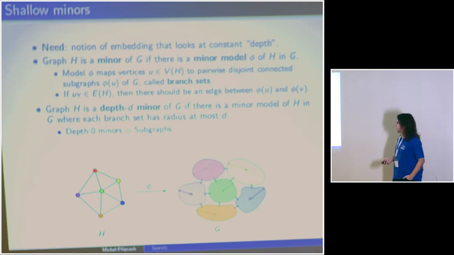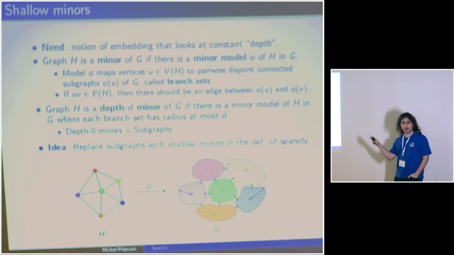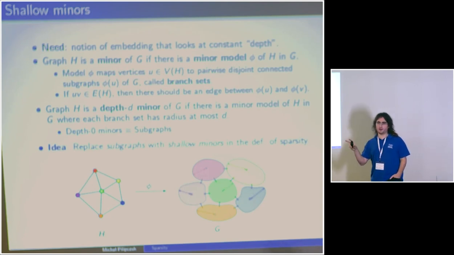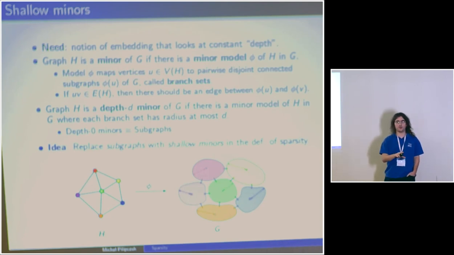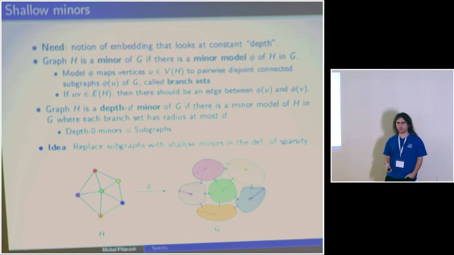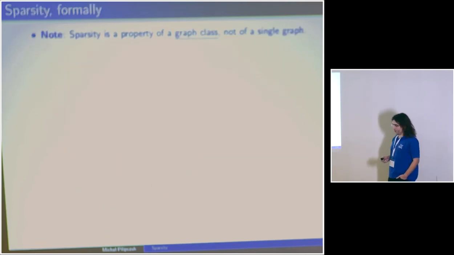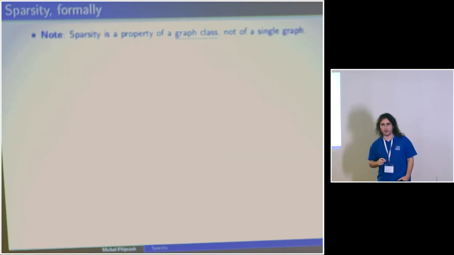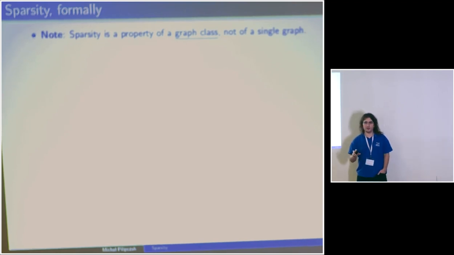Good. Okay, so the idea in this theory is to replace the notion of subgraphs in the definition of sparsity with shallow minors, so minors of constant depth. So now we go to the formal definition of sparsity. The first thing that I would like to really underline here is that in this theory, sparsity is not a notion of one particular graph.